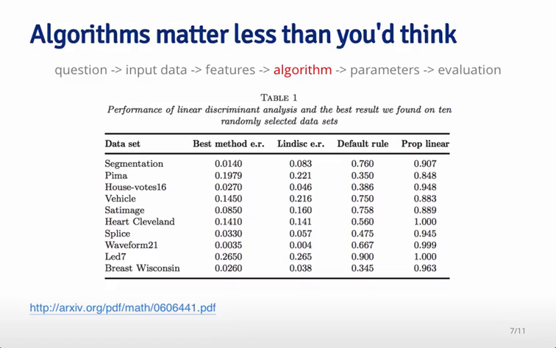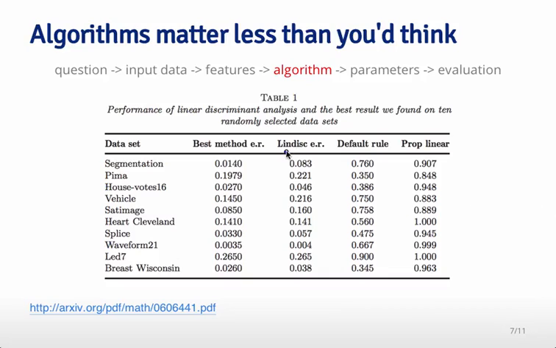Algorithms matter less than you'd think, and this can be a source of surprise and frustration for some people. This is a table where they tried a variety of different prediction tasks, for example, a segmentation task, predicting votes in the U.S. House of Representatives, predicting waveforms, and a bunch of other prediction tasks. And they did it in two different ways.